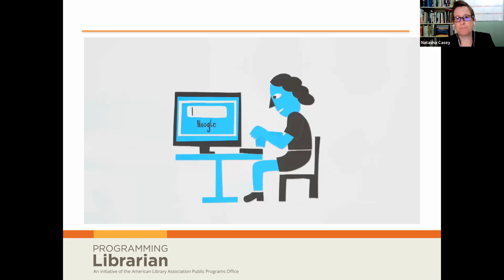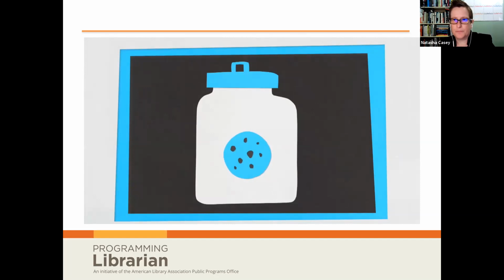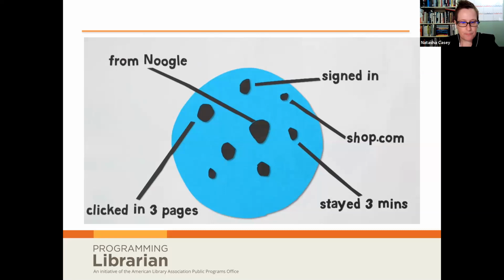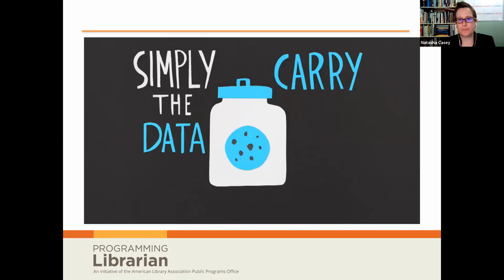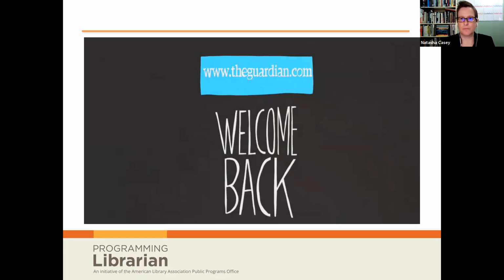A cookie is a tiny file dropped by your browser onto your computer's hard drive when you visit a site. They contain records of your interaction, for instance, what you clicked on or whether you are signed into the site. They don't collect personal data from your hard drive. They simply carry the data created by your browser. When you enter a web address into your browser, a search is made for existing cookies associated with that site.